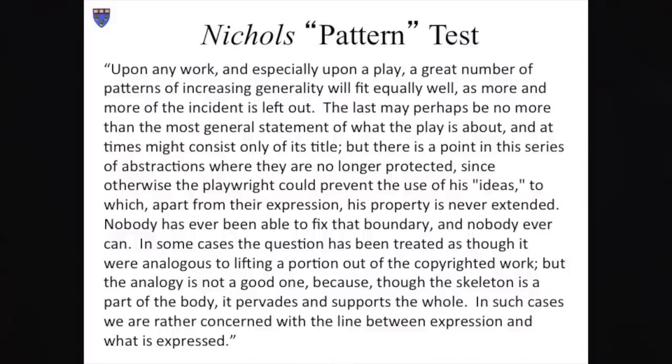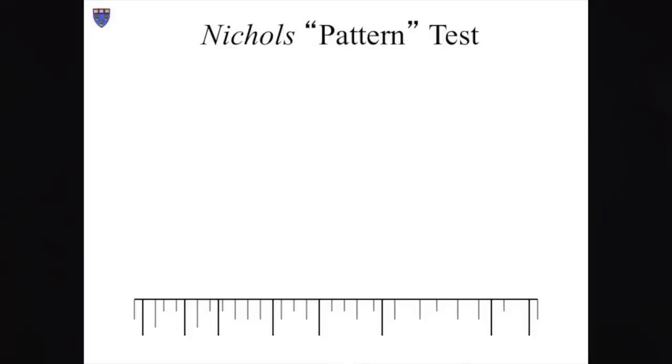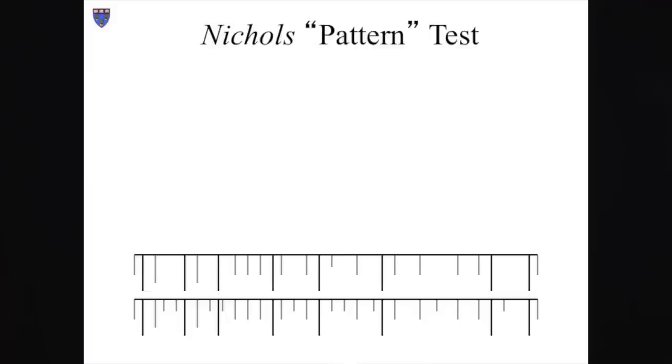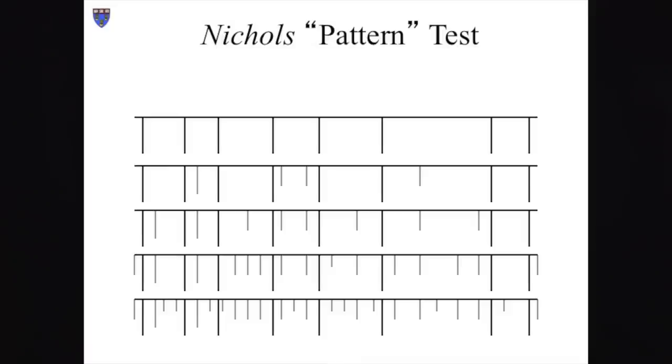Graphically, this approach might be represented as follows. At the lowest level of abstraction, in other words, the level with the most detail, the plot of a play might be depicted like this. Long lines represent major events, shorter lines minor events. Abstracted one level, in other words, removing some of the minor incidents, the plot would look like this. Abstracted another level, it would look like this, and so forth.